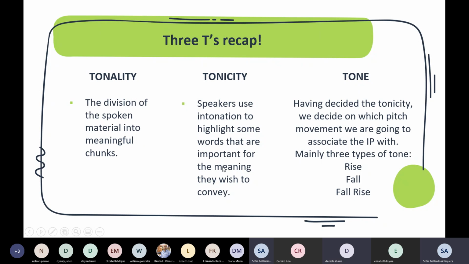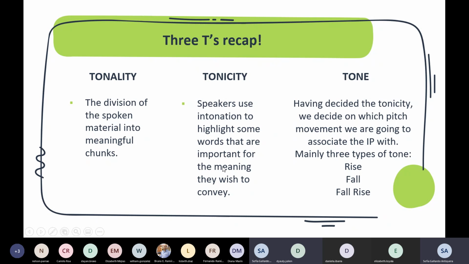Any volunteers? Maybe the emphasis the speaker put on certain words. Yes, good. That's a good definition. Could you tell me what parts you can find in tonicity, what are the components? What do you mean, the components? I don't get that.